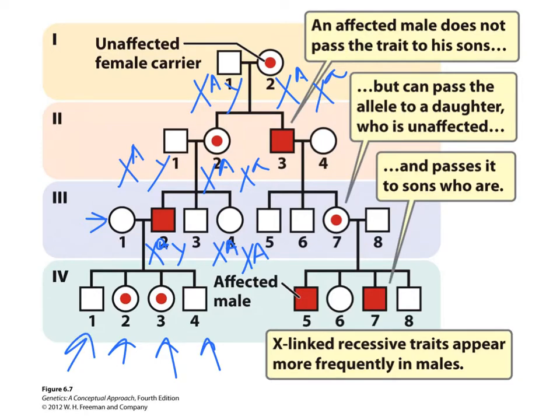An affected male does not pass the trait to his sons. Because the affected male has the problem on his X, and the Y goes to the sons. Men never ever pass an X to their sons. Boys only have one X. They've got to get it from mom because they have to get the Y from dad. The affected male can pass the allele to the daughter, who then is a carrier.